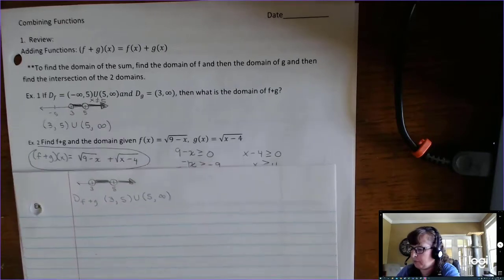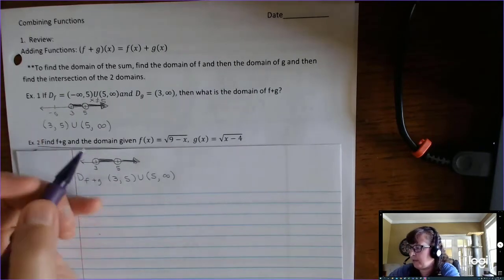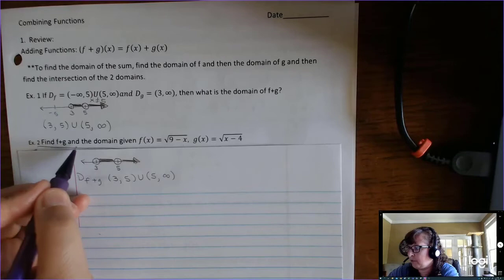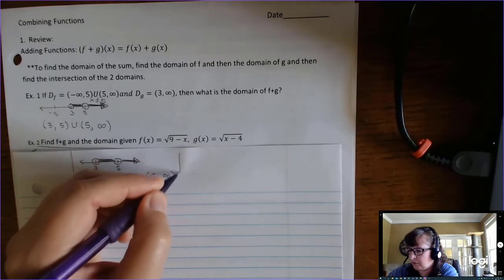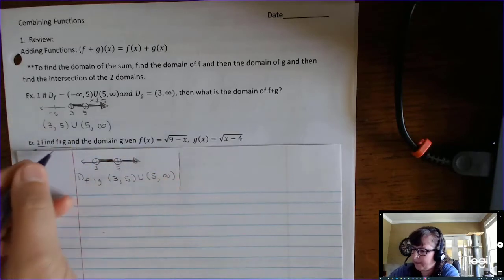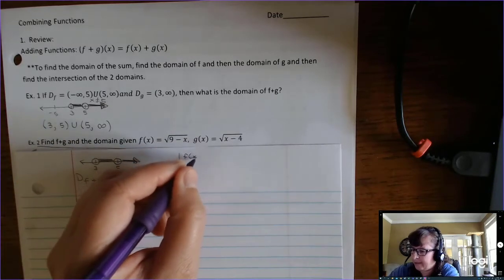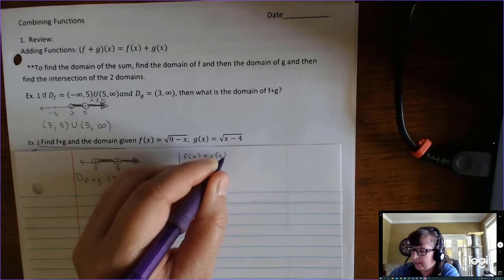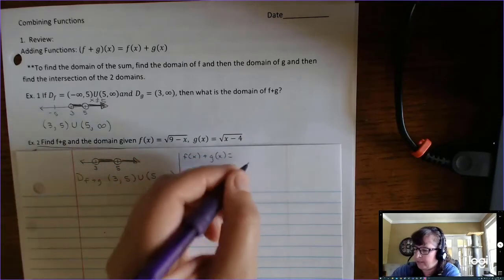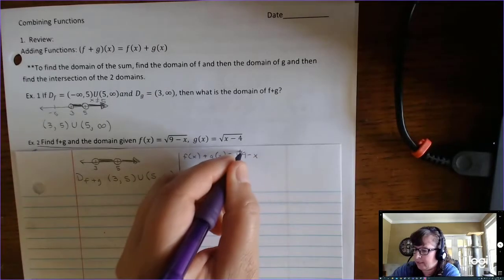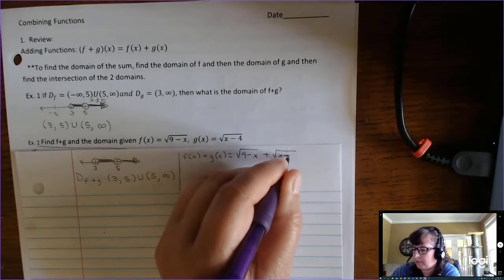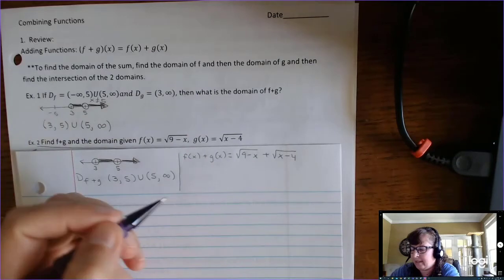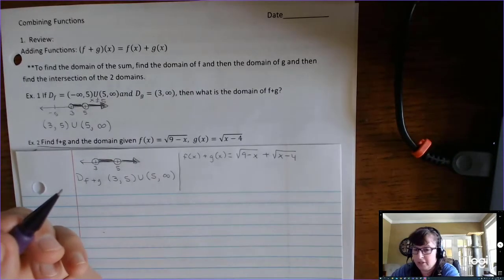Okay, example 2 says find f plus g and the domain given these functions. Okay, so f plus g simply means add the two functions together. So f of x would be the square root of 9 minus x plus, and then g of x is the square root of x minus 4. And you can't add radicals together, so you're done.